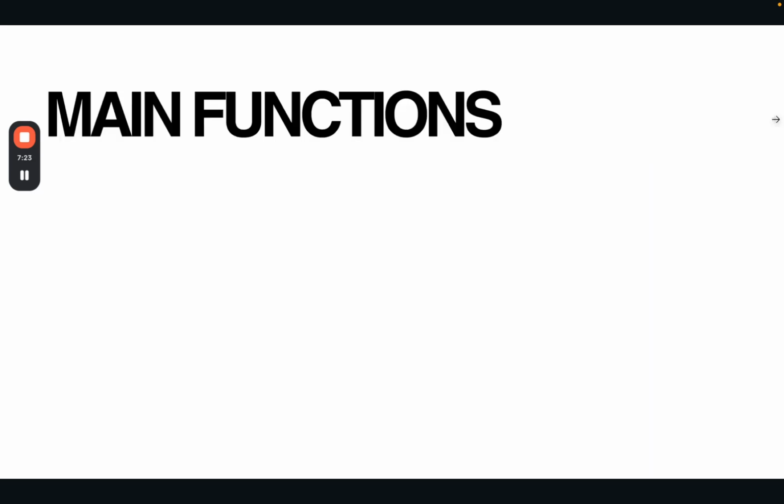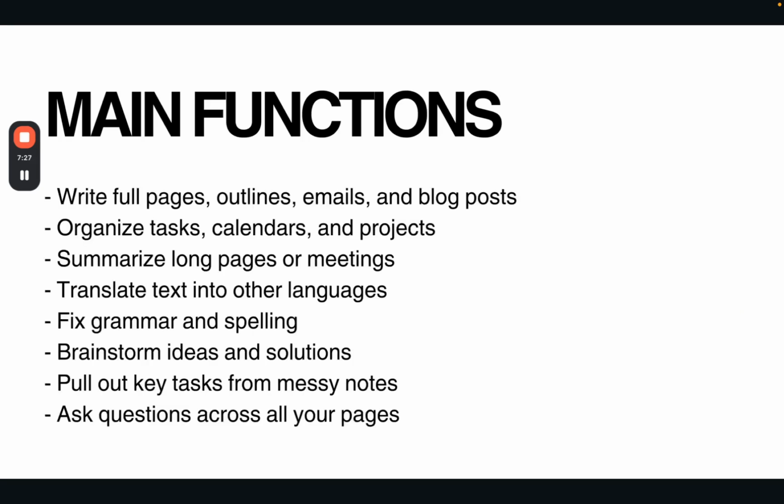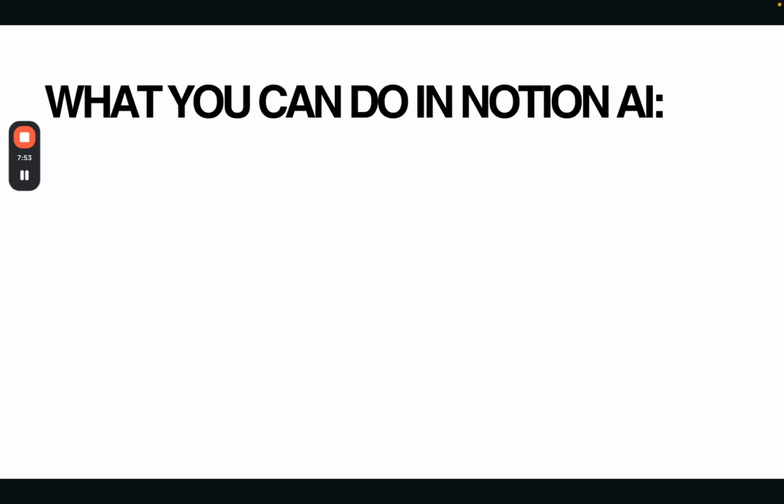So let's talk about the main functions of Notion AI. It allows you to write full pages, outlines, emails, and blog posts, organize tasks, calendars, and projects, summarize long pages or meetings, translate text into other languages, fix grammar and spelling, brainstorm ideas and solutions, pull out key tasks from messy notes, and ask questions across all your pages. These are all the main functions of Notion AI.